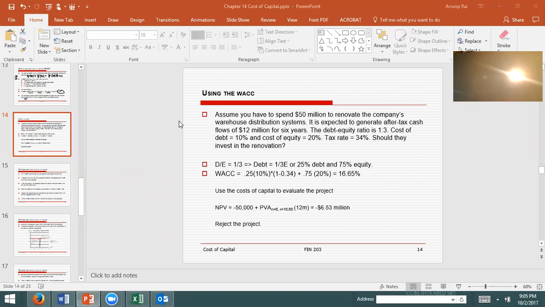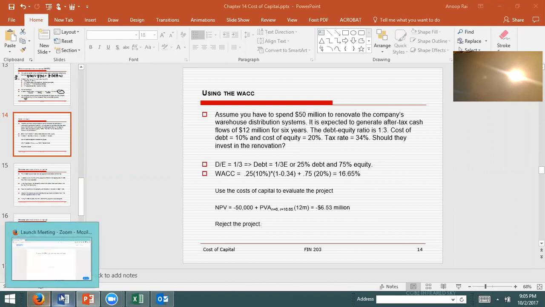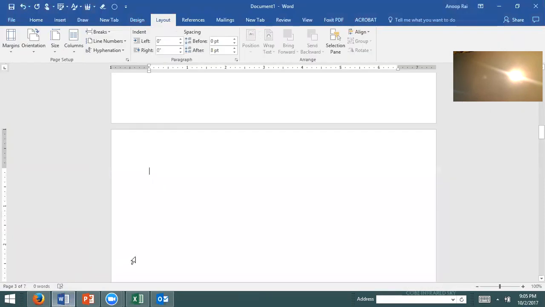warehouse distribution systems. It is expected to generate after-tax cash flows of $12 million for 6 years. The debt-to-equity ratio is 1:3. Cost of debt is 10, cost of equity is 20, tax rate is 34. Should they invest in the renovation? So in this case, the information is already given to you. The only thing here, the catch here, is to find out what percentage of it is debt and what percentage of it is equity.